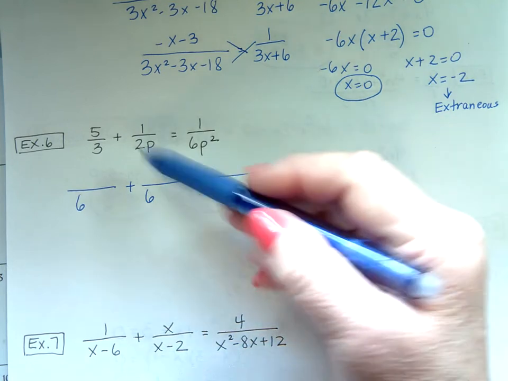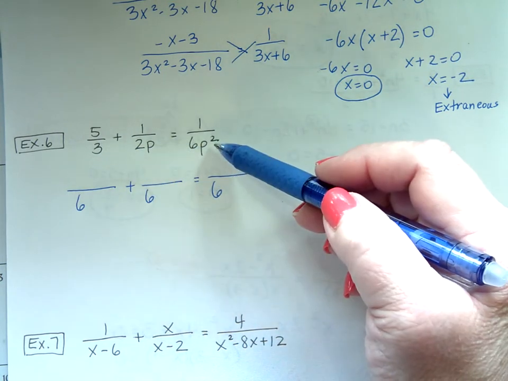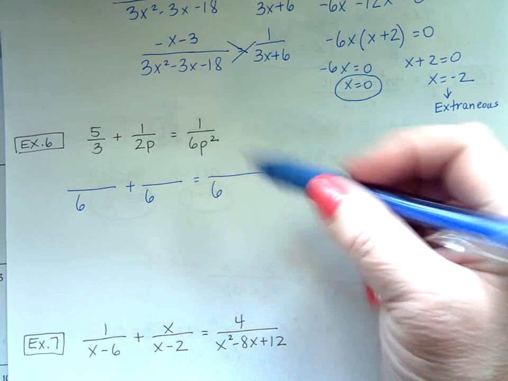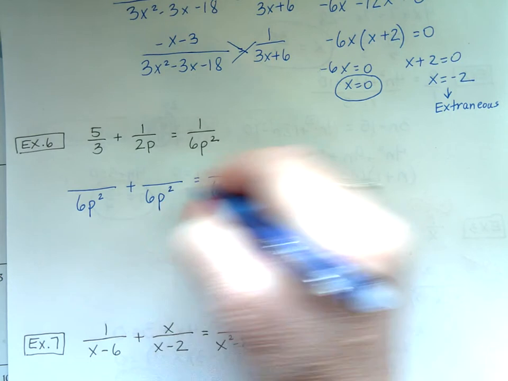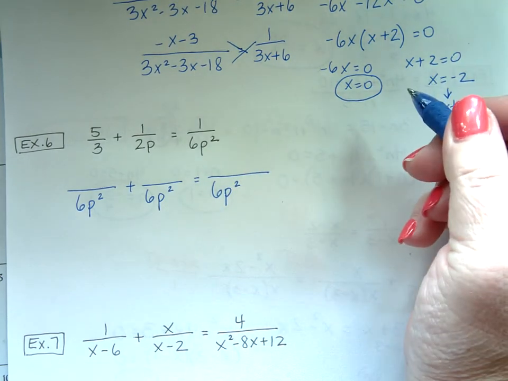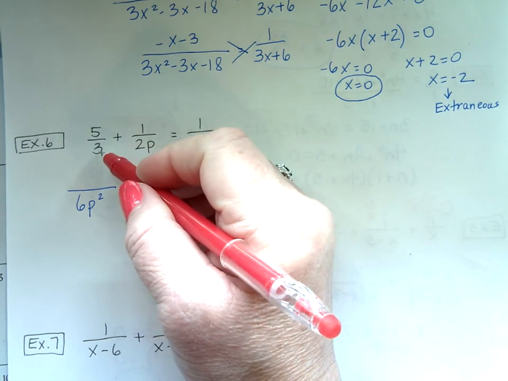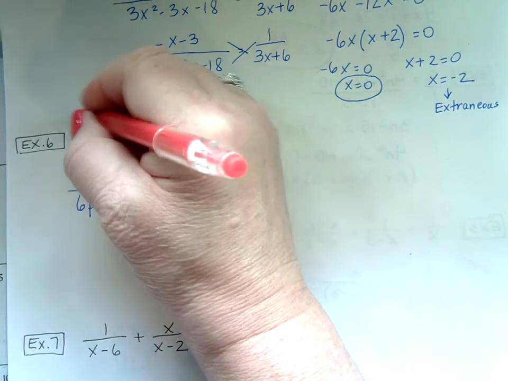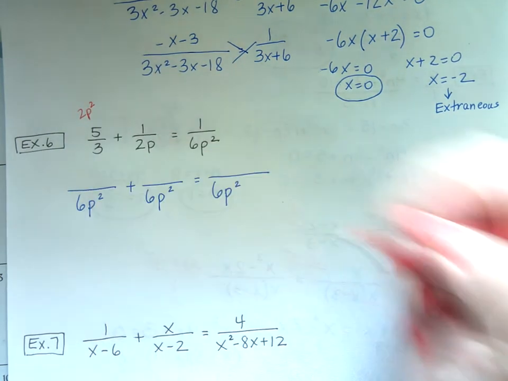I have no p, I have a p, and I have a p squared. So you've got to take the biggest exponent out of these. So this is a p squared. And that's it. That's your common denominator. So now it's a matter of matching. If I want to change a 3 into a 6p squared, I need to multiply by 2p squared. 2p squared times 3 gives you 6p squared.